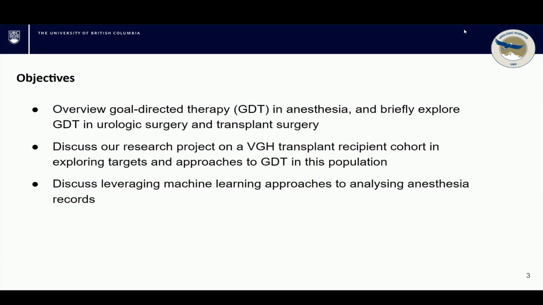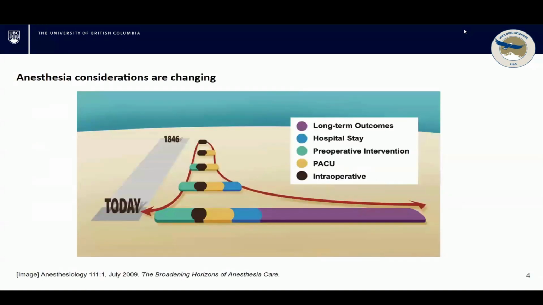We're going to be talking about goal-directed therapy in anesthesia and explore its application in urologic science as well as transplant surgery. We're also going to talk about specifically our research project that we've had in the area, looking at a VGH transplant cohort, exploring targets for GDT. And then towards the end, we're going to look at how we can leverage machine learning techniques to analyze complex, large data sets such as coming from anesthesia.